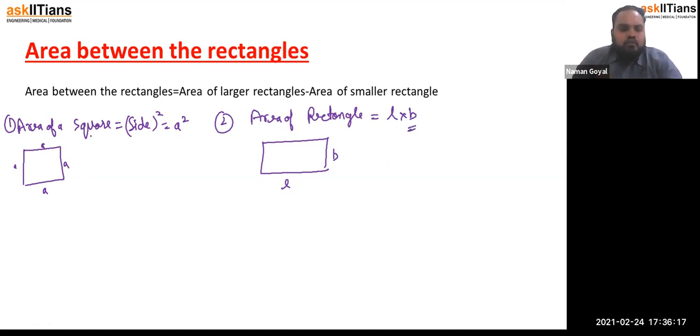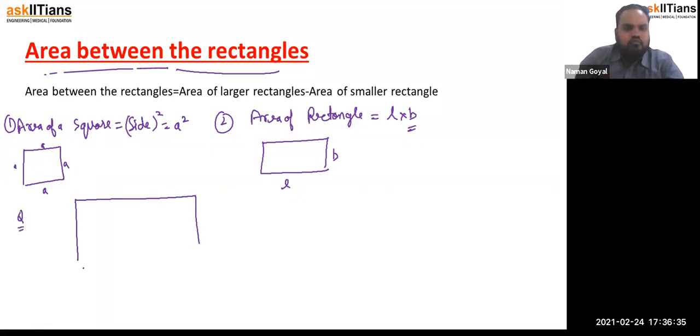Okay, now the question is about what? The question is about the area between the rectangles. If a rectangle lies inside a rectangle, then what do we have to do? For example, if there is a question, there is a rectangle ABCD. This length is 10 centimeter and this is 70 centimeter.